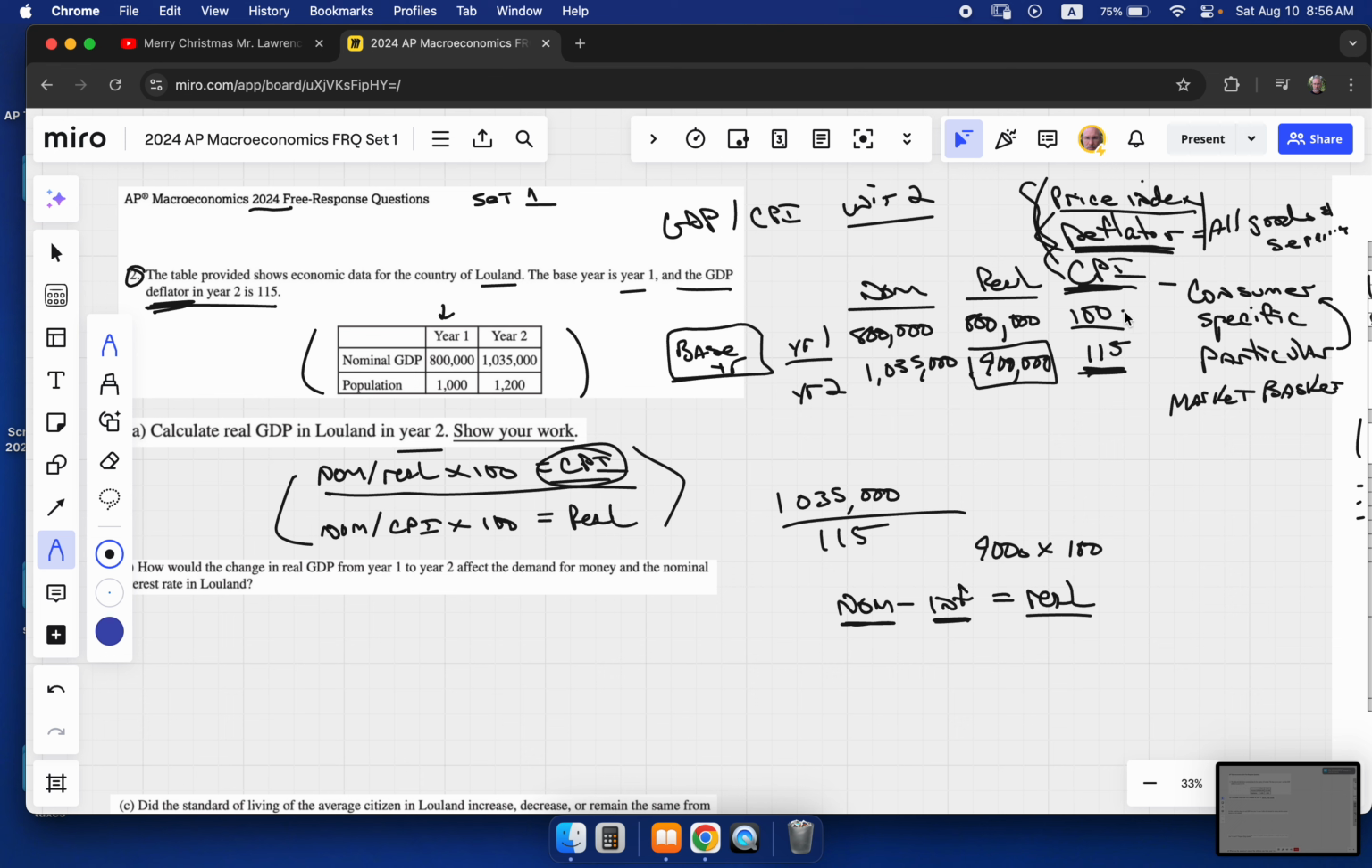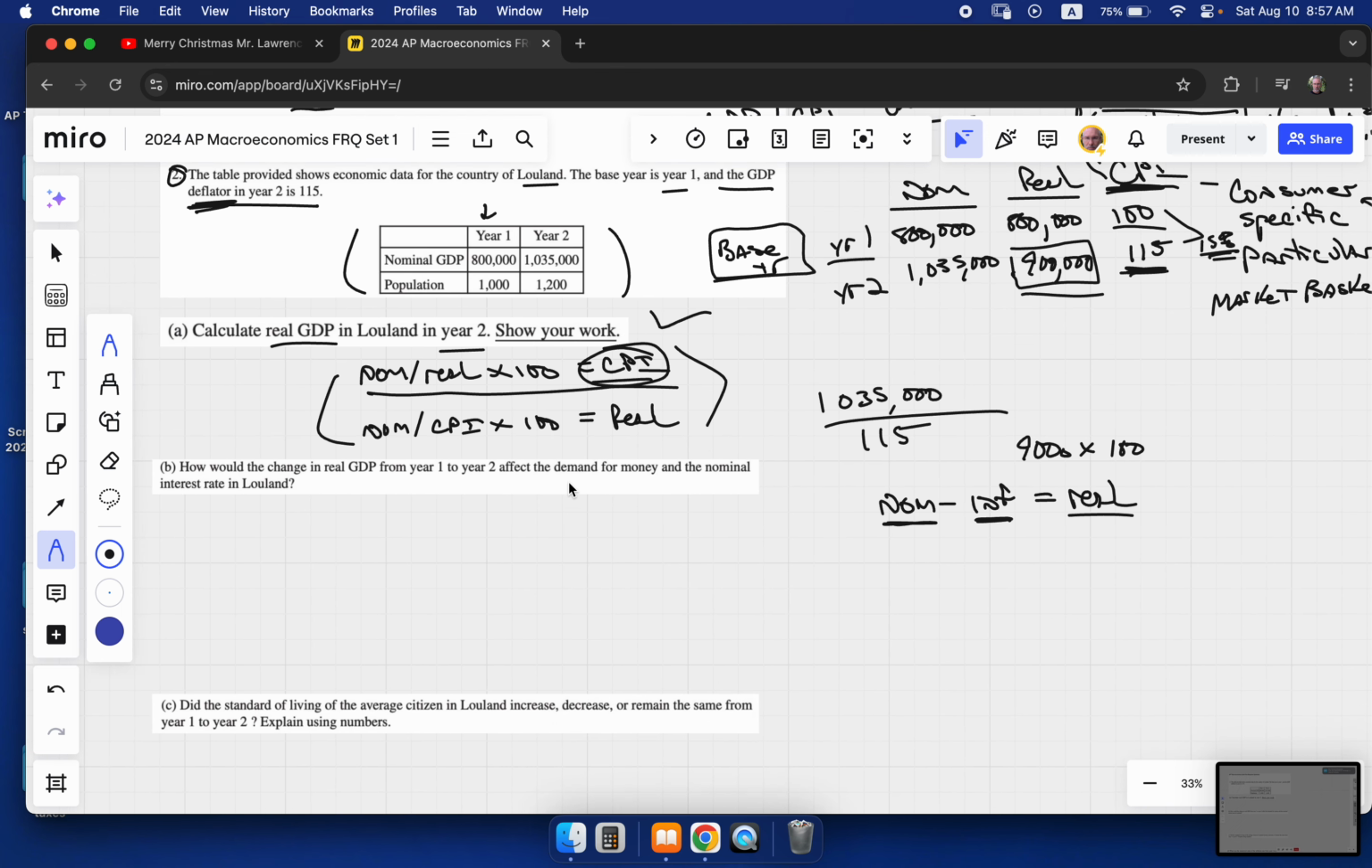If we know there's been inflation, and we see there has, we went from a CPI of 100 to 115, we know there's been a 15% increase in inflation. Therefore, real would be less than nominal. Easy enough. All right. So the 900,000 was what we found. Check, we've got it. We showed our work. We calculated the real GDP. We're golden. Let's see if we can move down and do B.